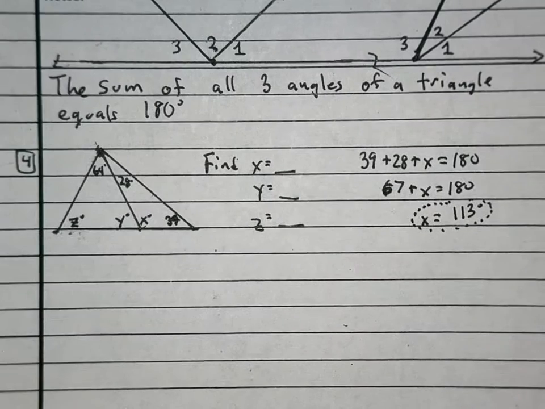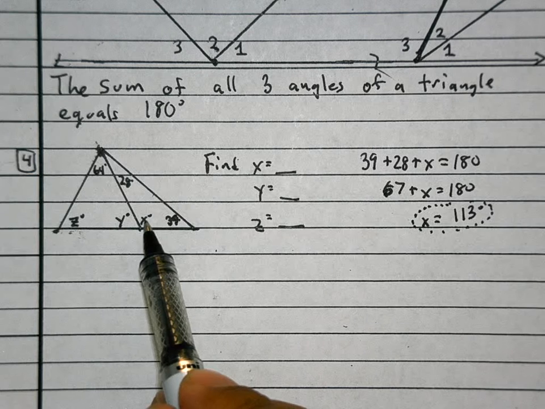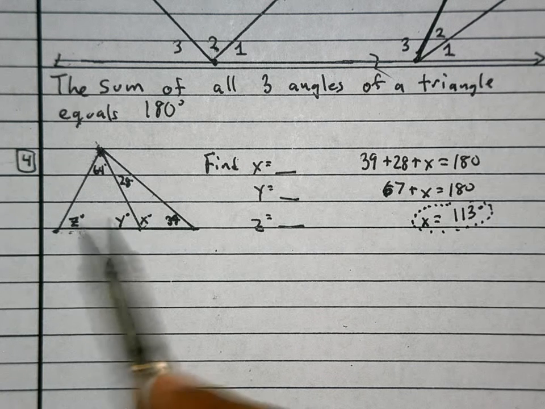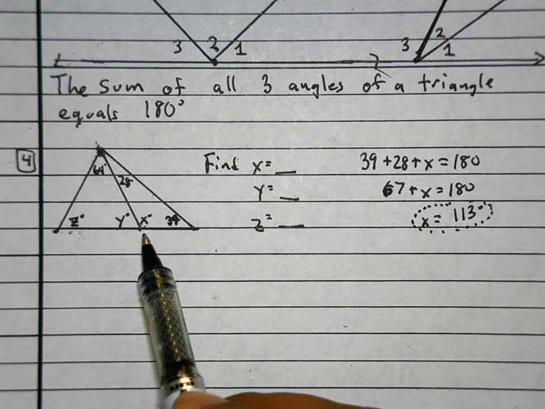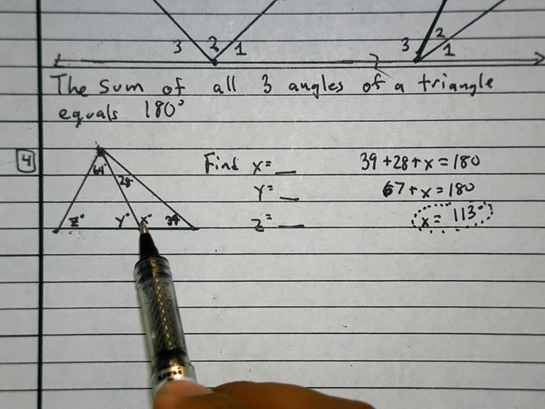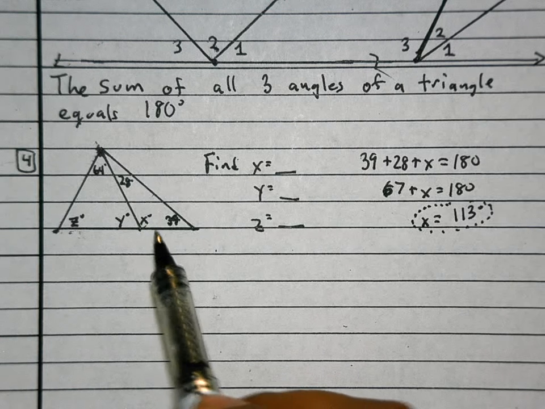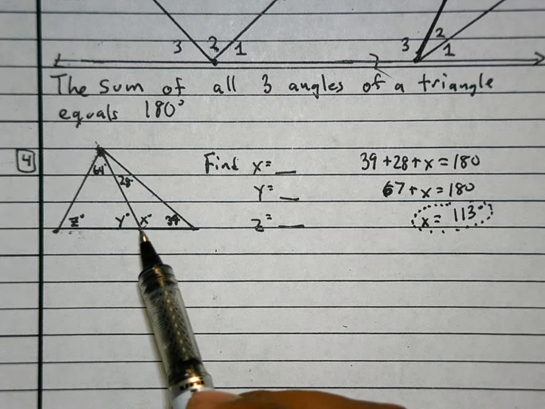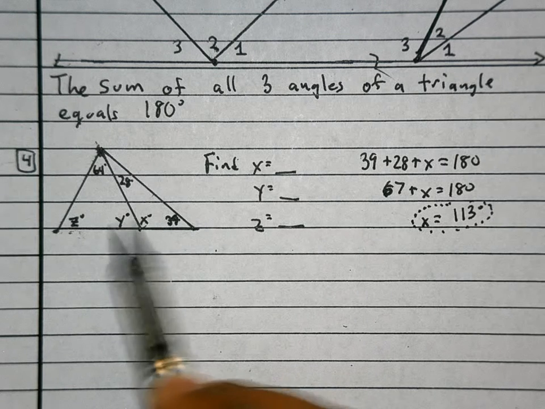If you know that this angle is 113 degrees, you should see some other angle that we can figure out using this 113. Look at what's next to it. Is it supplementary? Is it a linear pair, a linear pair that adds up to another straight line? Do you see these two angles?